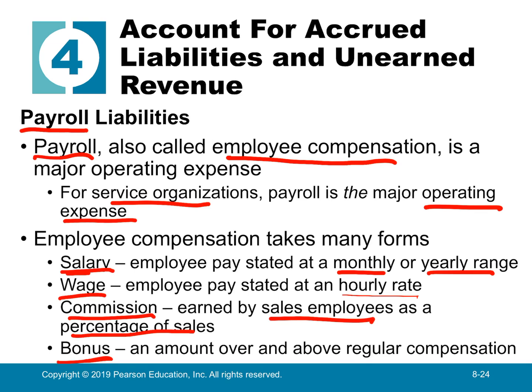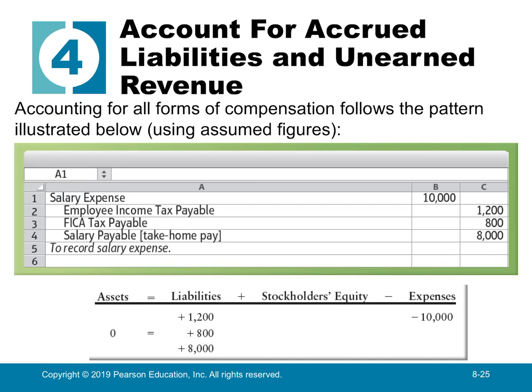So how does this look for an employer? Here's how it looks. They might pay you, the employee, $8,000. That's what your paycheck might be, right? But the expense to your employer, your boss, is more. It's going to be like $10,000. Why? Well, they also withheld some income taxes from your paycheck. So they're going to owe that to the government. They've got to send that over to the government.